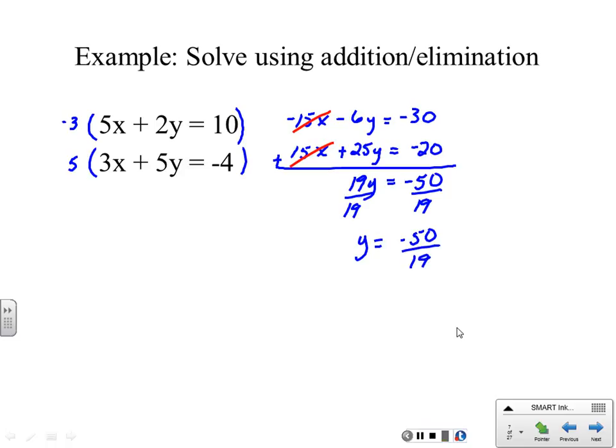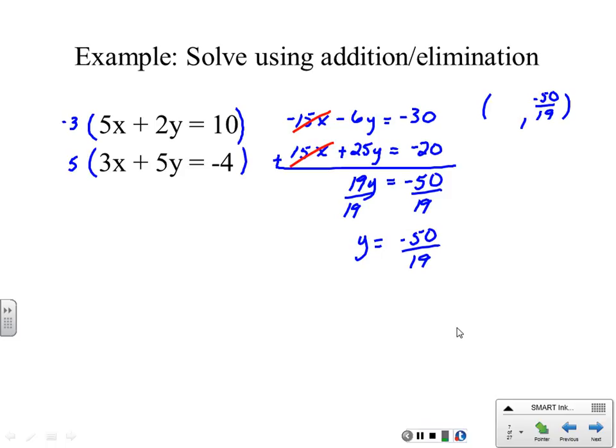Could you ever pick that off of a graph? This is why I say don't graph. Don't use the graphing method because the y-coordinate of negative 50 over 19 would be near impossible to pick out. Okay, so now, again, we're looking for an ordered pair. Negative 50 over 19 is my y-coordinate.